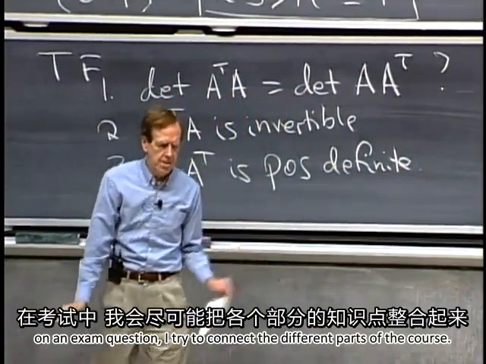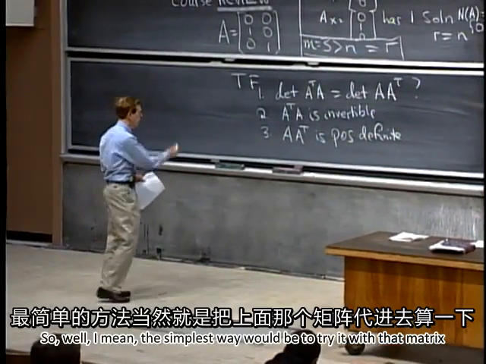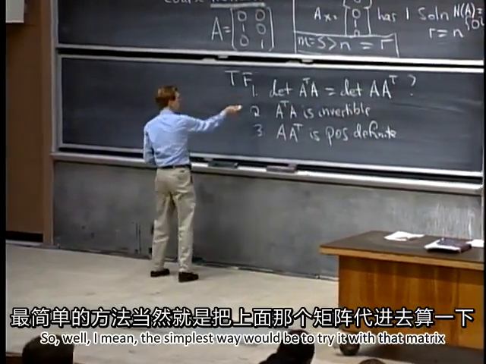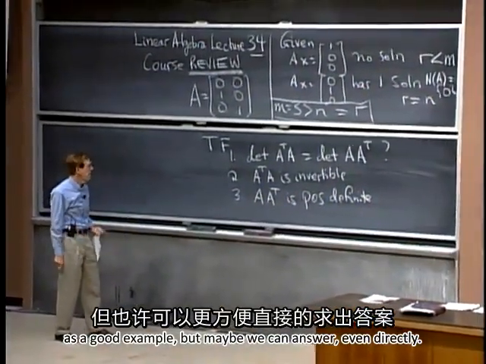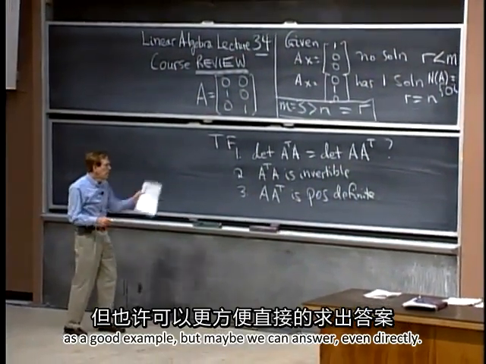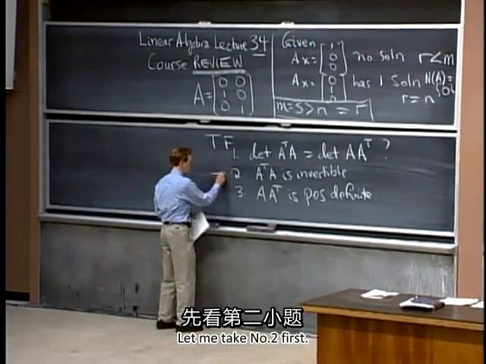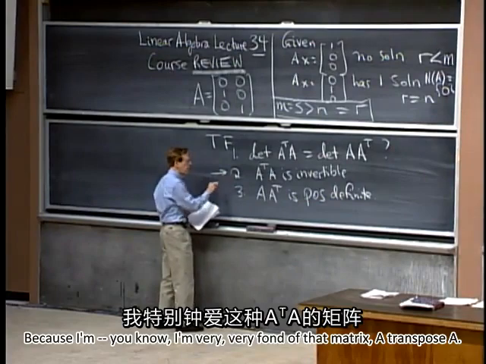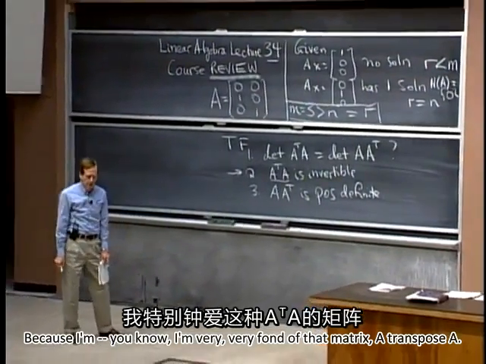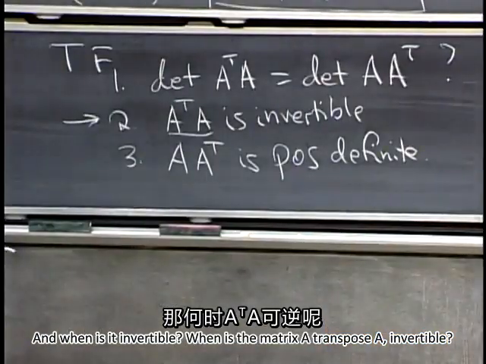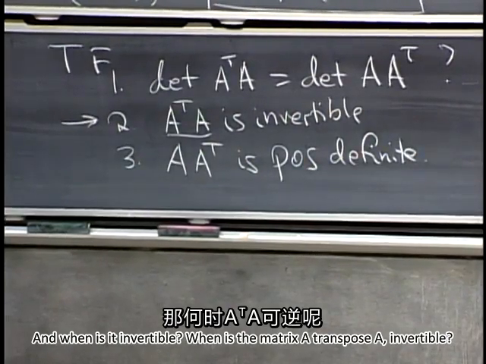So you see how on an exam question I try to connect the different parts of the course. Well, the simplest way would be to try it with that matrix as a good example, but maybe we can answer even directly. Let me take number 2 first, because I'm very, very fond of that matrix, A transpose A. When is it invertible? When is the matrix A transpose A invertible?